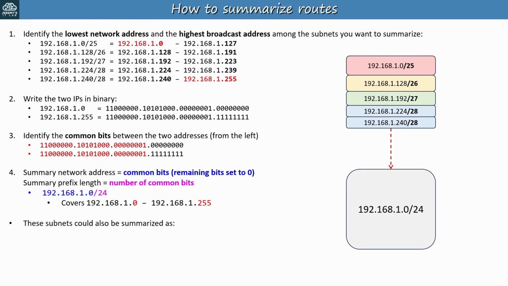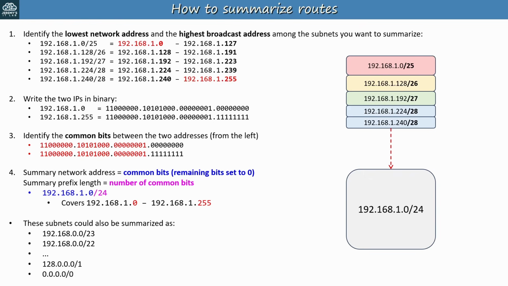Now let me point out that these subnets could be summarized in several ways. For example, 192.168.0.0/23, because the first 23 bits of the lowest and highest addresses are common. Or 192.168.0.0/22, since the first 22 bits are common. And you could keep going all the way to 128.0.0.0/1, using only the first common bit, or 0.0.0.0/0, a default route.